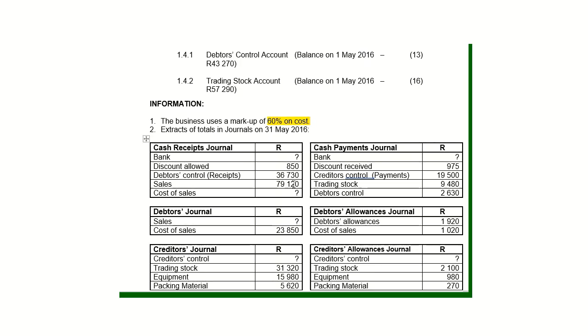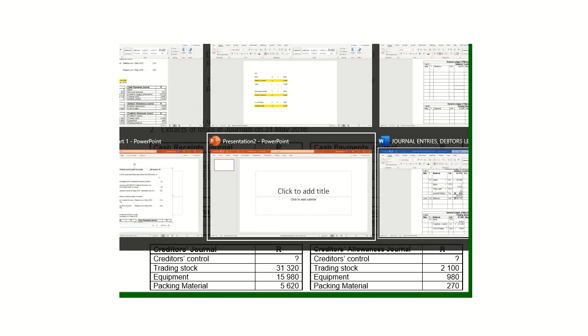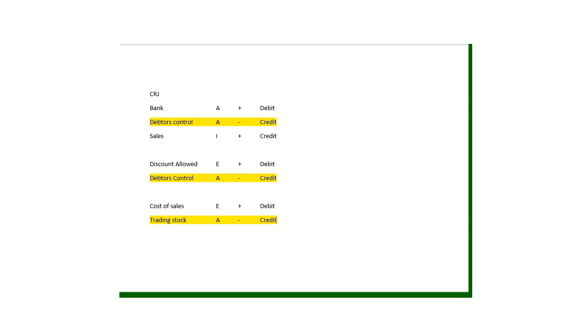But I've got the sales figure and I've got the markup, so I can calculate cost of sales by using the grade 9 markup formula. So cost price equals selling price times 100 divided by 100 plus the markup. So let's do it on our calculations.